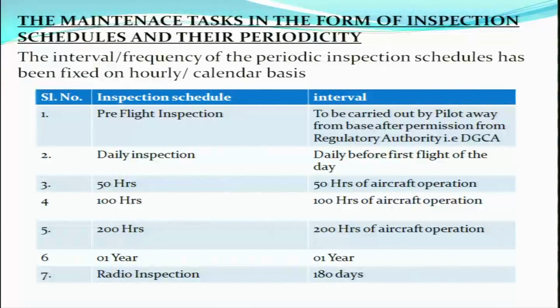Then comes your 200 hours, then 1 year inspection, and we also carry out a radio inspection or the avionics inspection every 180 days. So this is the inspection frequency of one of the aircraft: daily inspection, 50 hours, 100 hours, 200 hours, 1 year, and radio inspection.